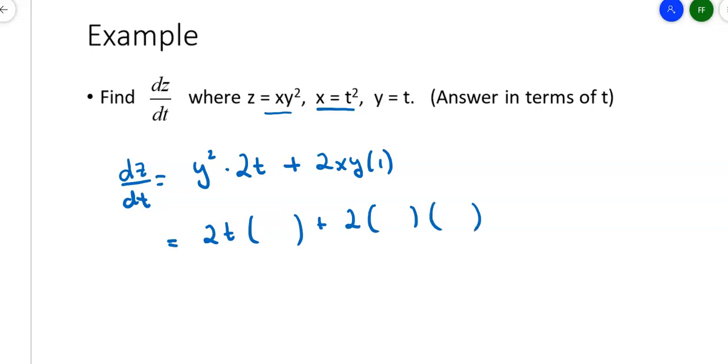Now I'd like to replace those x's and y's with t's. So the x gets replaced by a t squared, and the y gets replaced by t. Okay, so t is going to be squared, and that's a t here. Simplify. This will give me a 2t to the third. This will give me another 2t to the third, and I'll get 4t to the third. So that's how that chain rule works: partial y, then partial x, then derive, partial y, then derive.